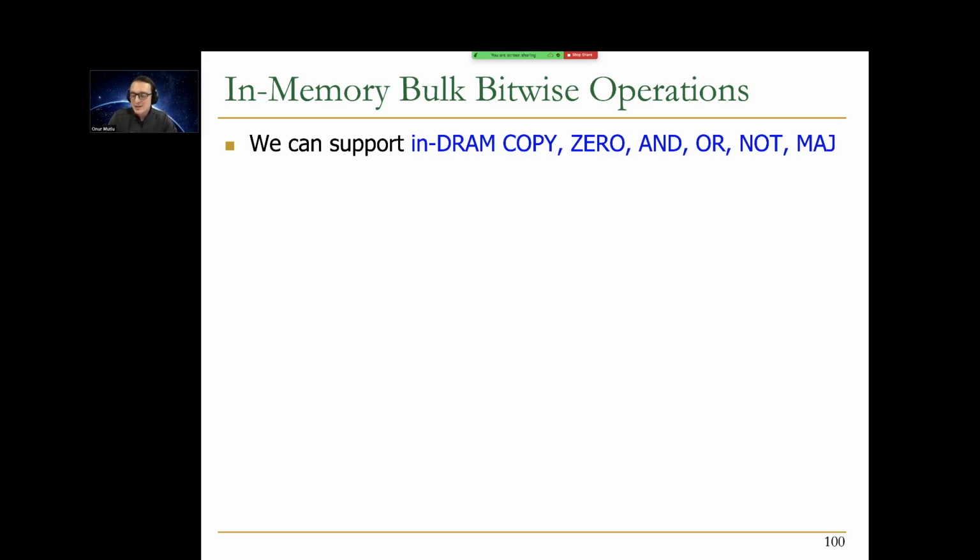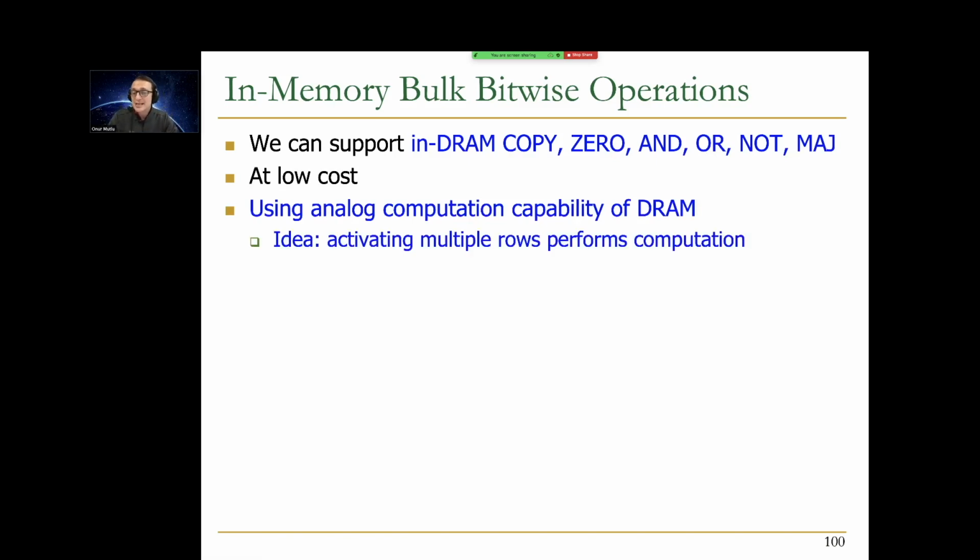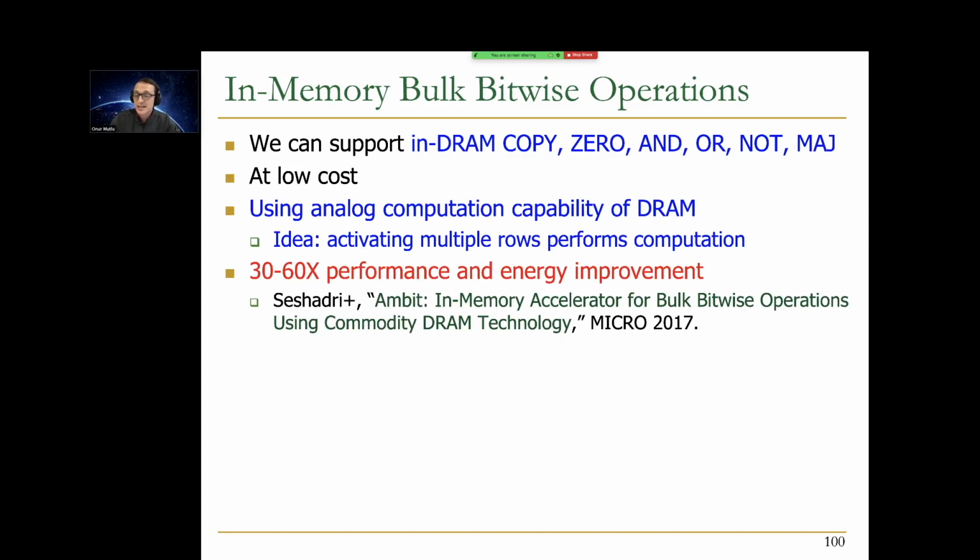Okay, so let me talk about in-memory operations as well. Similarly to RowClone, copying and zeroing or initialization, we can support AND, OR, NOT and majority function at low cost by using the analog computation capability of DRAM. And the idea is very simple. We activate multiple rows, and if you do that, you can perform analog computation through charge sharing. And this leads to significant performance and energy improvements.